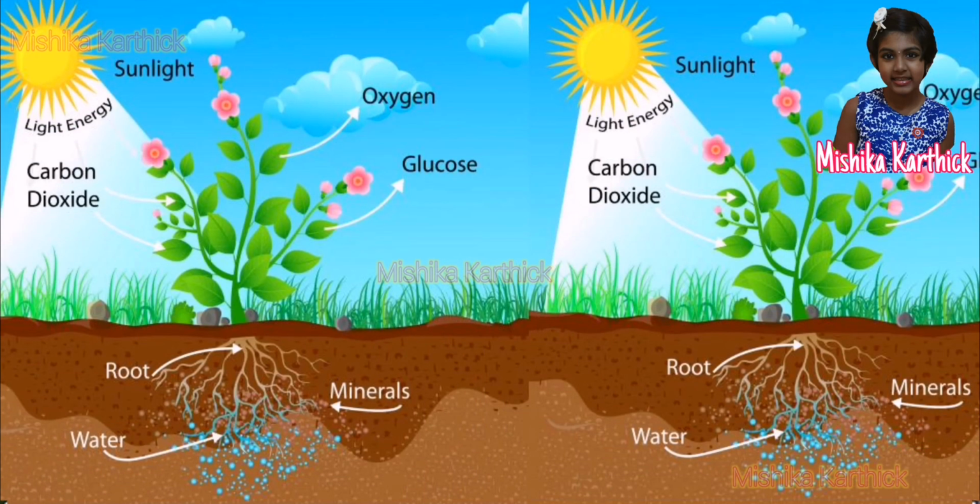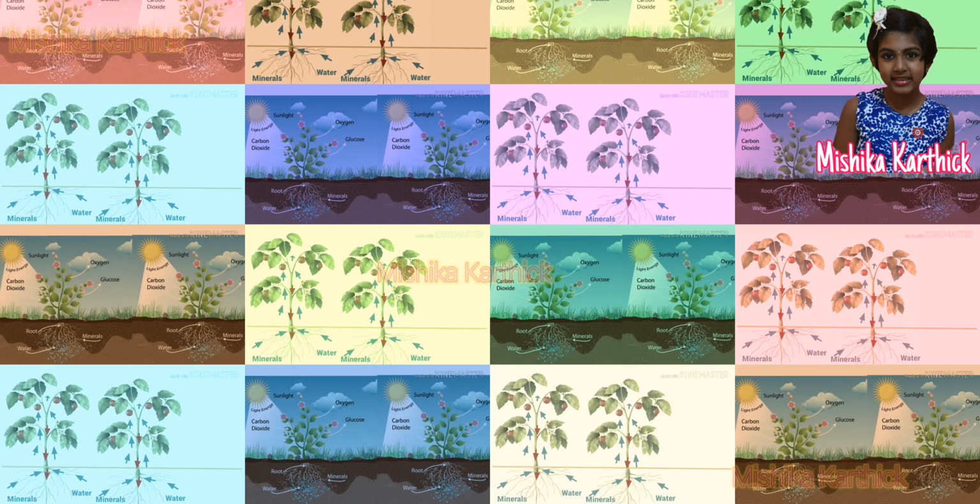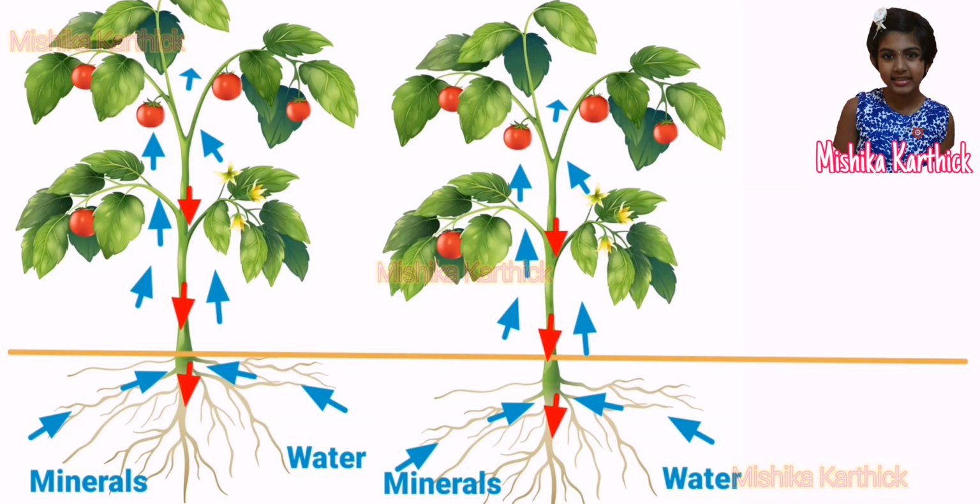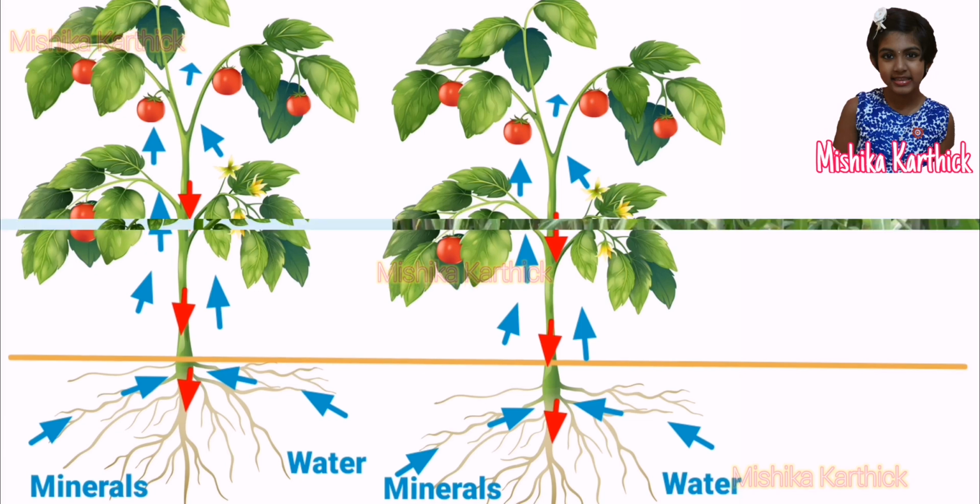Functions of the stem. The stem passes food and water to all parts of the plant. It holds the plant upright. It carries water and minerals from root and food from the leaves to all parts of the plant. The red arrows show how the food prepared by the leaves moves to other parts of the plant. The blue arrows show how the water and minerals move upwards from the roots to the leaves.